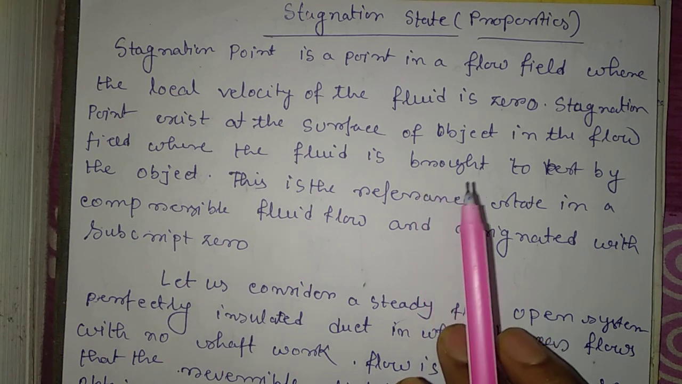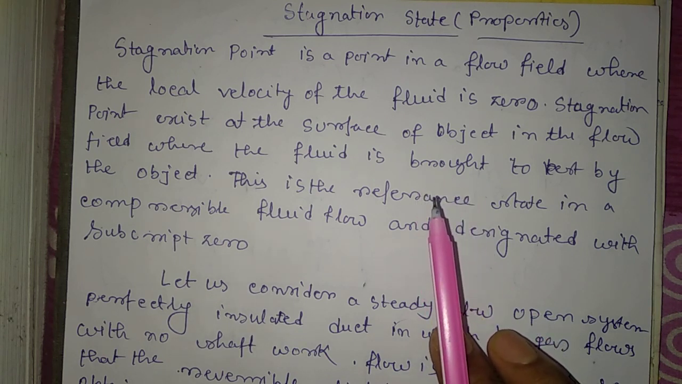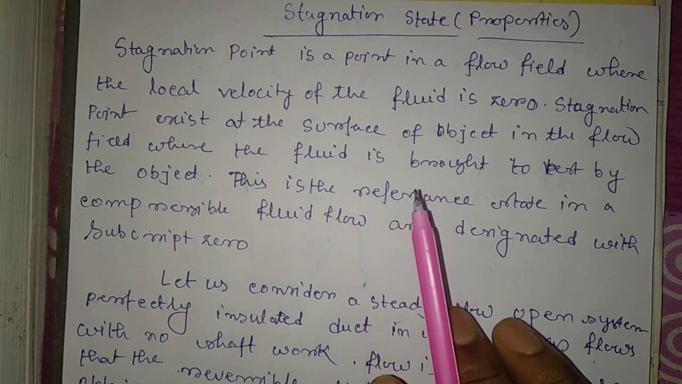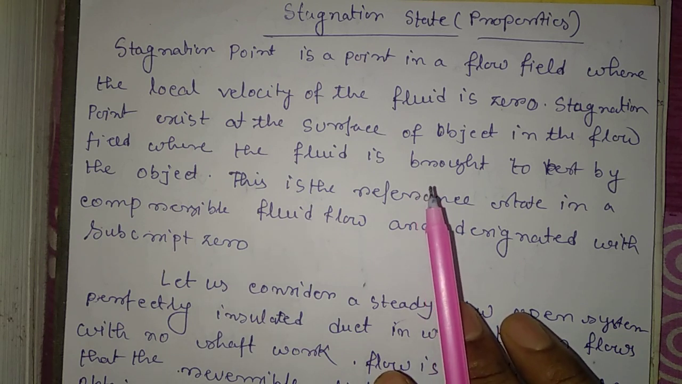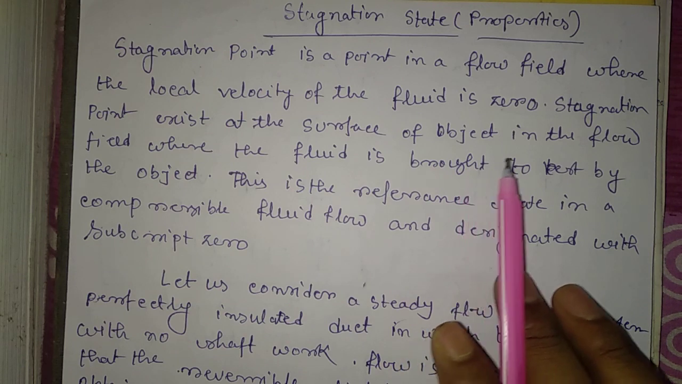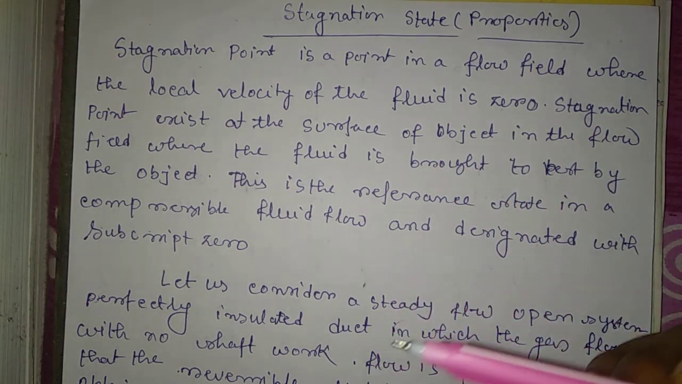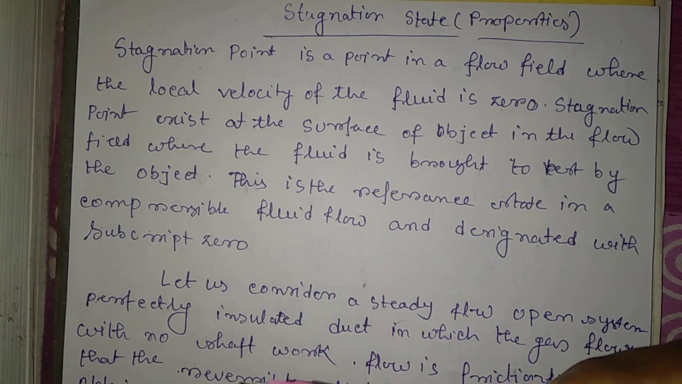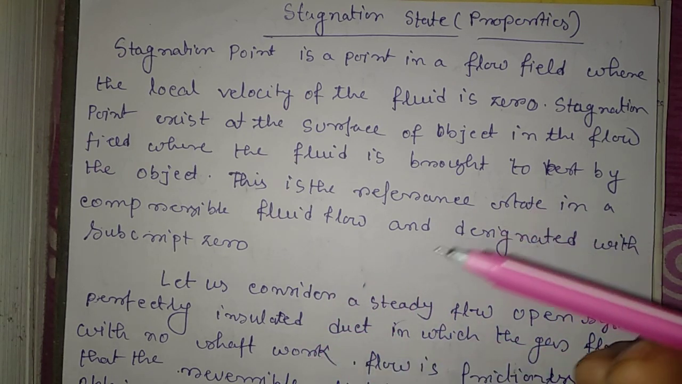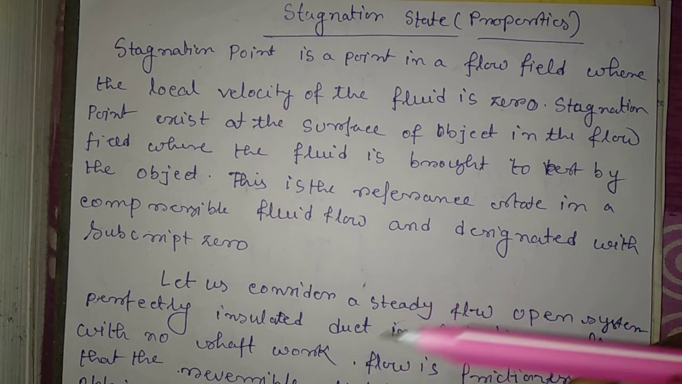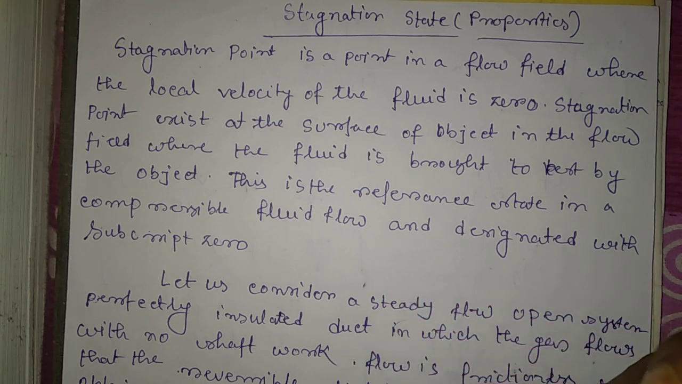in rest condition. It defines a particular point or state in a flow field. As you know, fluid is of two types depending on the density changes. Depending on the density, it is sometimes called incompressible or compressible fluid flow. Today we'll discuss stagnation properties.